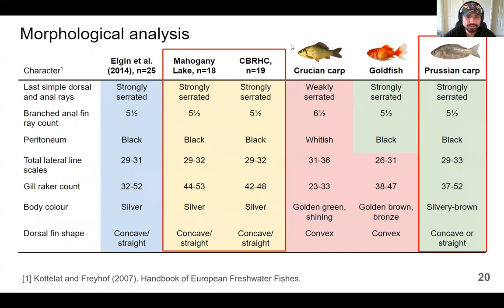And as we can see, our fish overall are more morphologically similar to Prussian carp than either Prussian carp or goldfish, based on these 7 characters from the Handbook of European Freshwater Fishes. This confirms that our specimens are indeed Prussian carp.